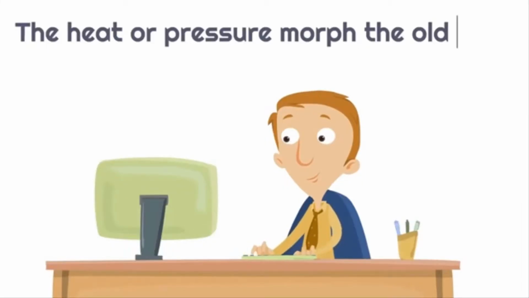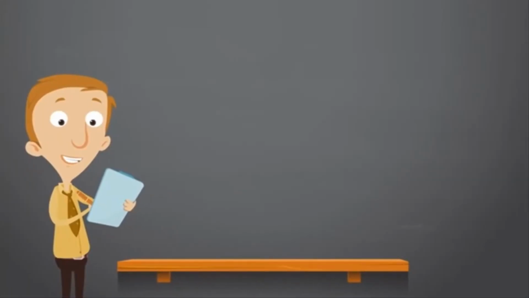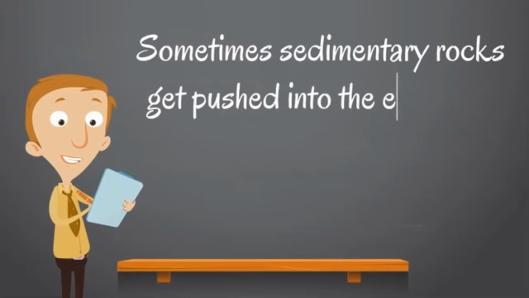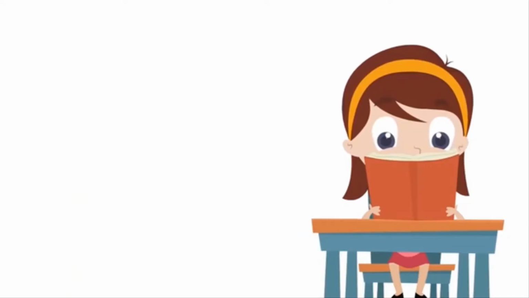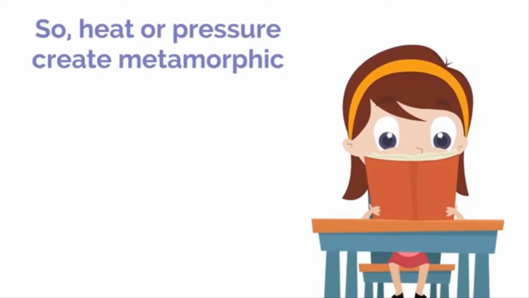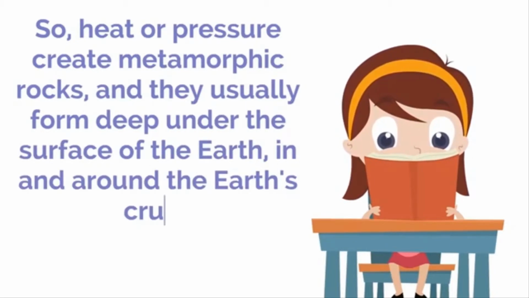That means the heat or pressure morph the old rock into a new rock, a metamorphic rock. Now, sometimes sedimentary rocks get pushed into the earth and are around pressure or heat. Then the sedimentary rock turns into a metamorphic rock. It morphs or changes into a different rock. It has become metamorphic. So, heat or pressure create metamorphic rocks, and they usually form deep under the surface of the earth, in and around the earth's crust.